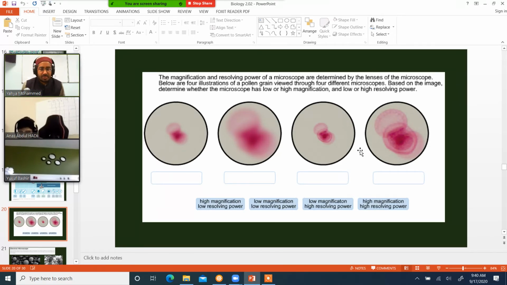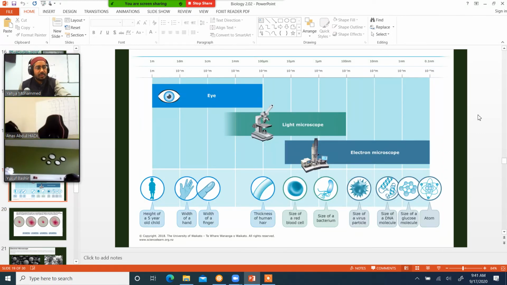You can see the examples here. On the left, low resolving power. On the right, high resolving power. On the left, these two cells almost look like they're the same cell. On the right, you can tell that those are two separate things. Does that make sense?